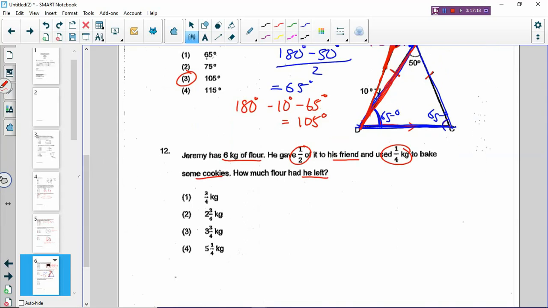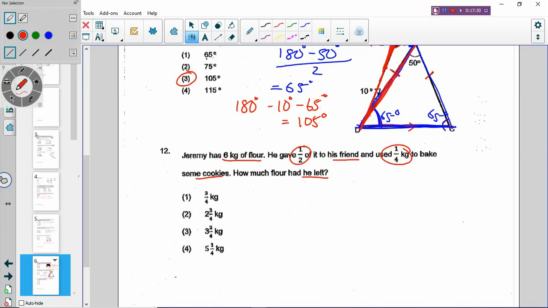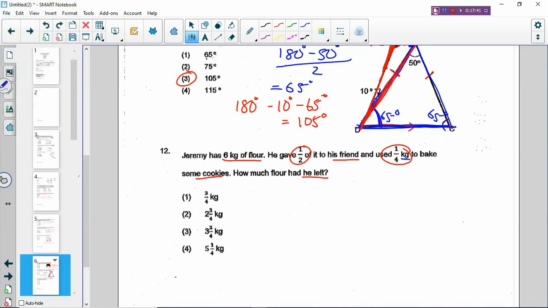Now, this is a very easy question, but it's also very easy to make mistakes. You should not take 6 kg minus half and then minus 1/4, because the two fractions are different. They refer to different groups. For example, you look at 1/4, there's a kg there, but for this half, there's no kg. So it is not the actual amount of flour that he gave to his friend. He didn't give half kg to his friend. He gave half of it, which is how many kg? Which is half of 6 kg, right?